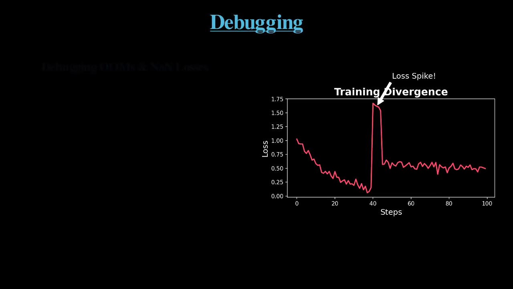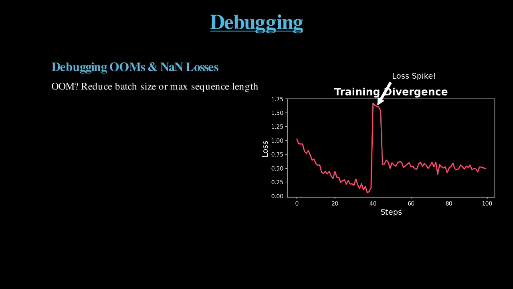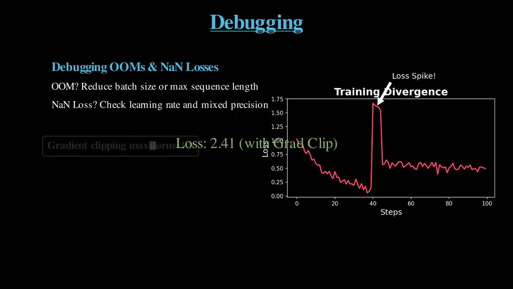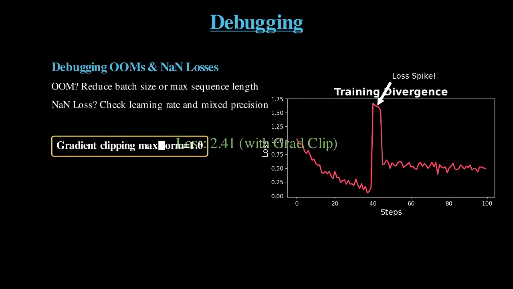Let's talk debugging. If you encounter an out-of-memory error, first reduce your micro-batch size. If it still fails, decrease the maximum sequence length. Unsloth's memory usage scales linearly with sequence length, but extreme contexts still require heavy VRAM. If your loss becomes NaN, it implies numerical instability. This happens if your learning rate is too high, or you aren't using BF16. Check your gradient clipping settings. Capping gradients at 1.0 prevents exploding values.